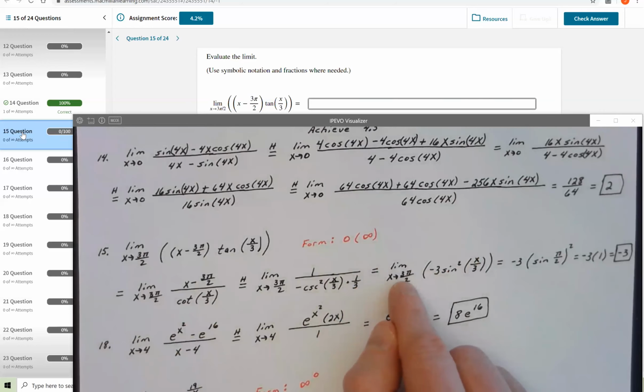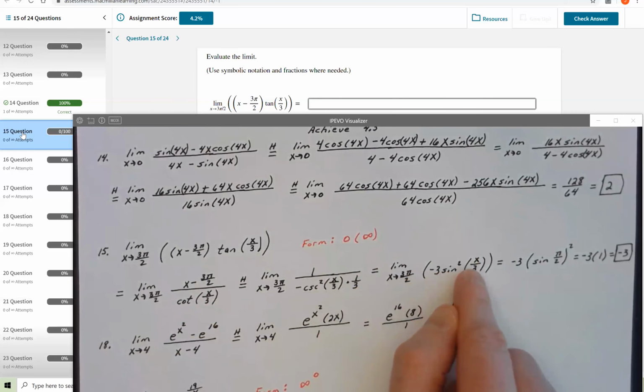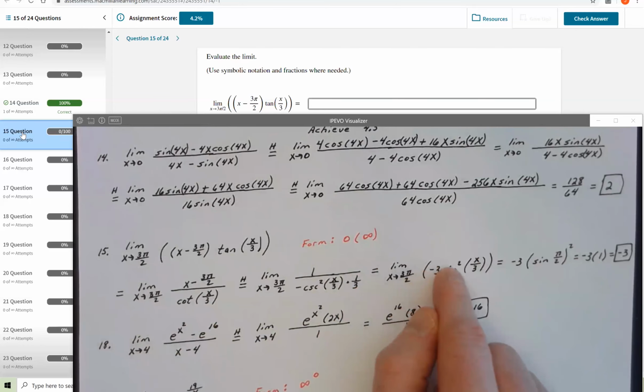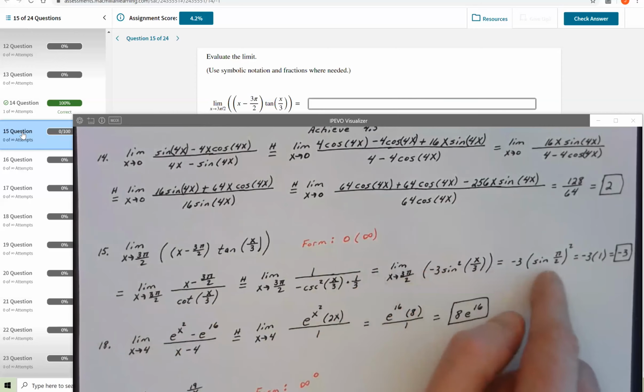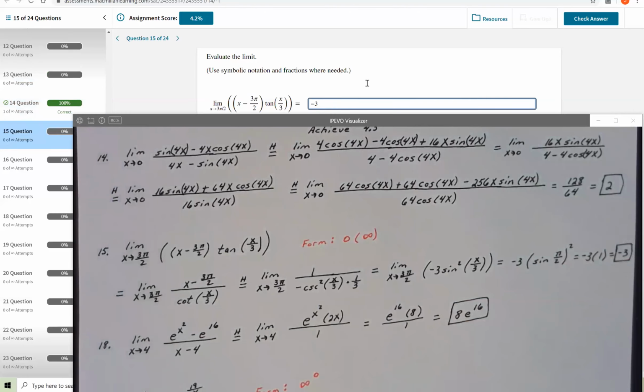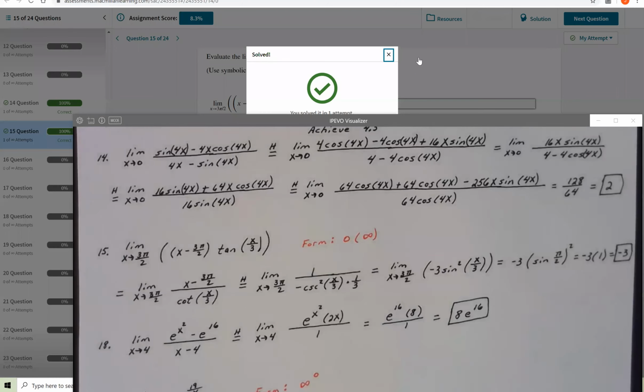Now, if you let x equal 3 pi over 2, then this angle is going to be 3 pi over 2 divided by 3, which is just pi over 2. You know the sine of pi over 2 is just 1. Now, granted, this was sine squared, doesn't matter. 1 squared is still 1. So you end up with just negative 3 times 1 for a final answer of negative 3. And I'm positive that is the solution. We go to negative 3, check answer, correct.